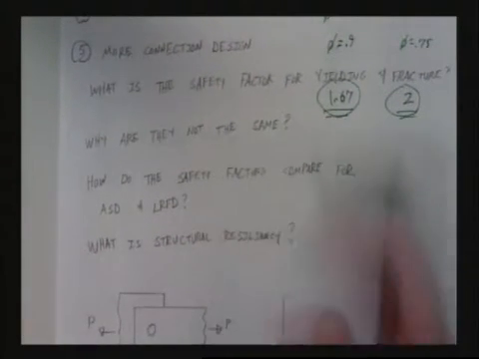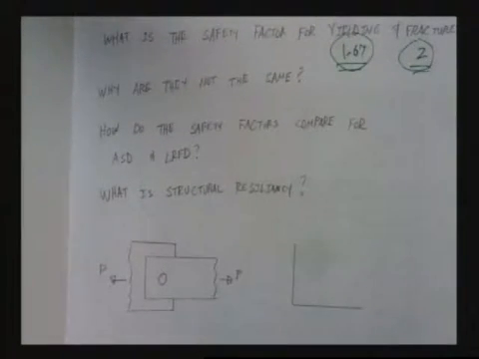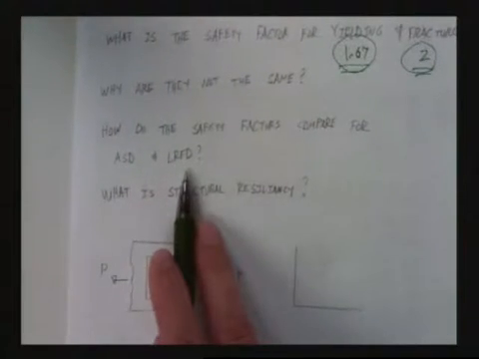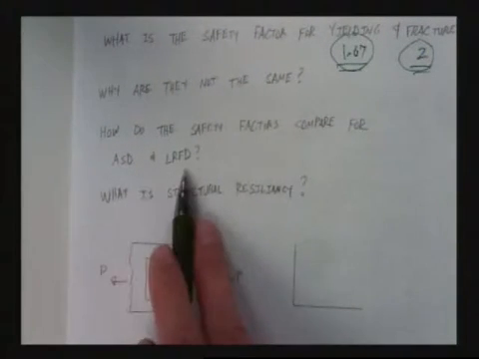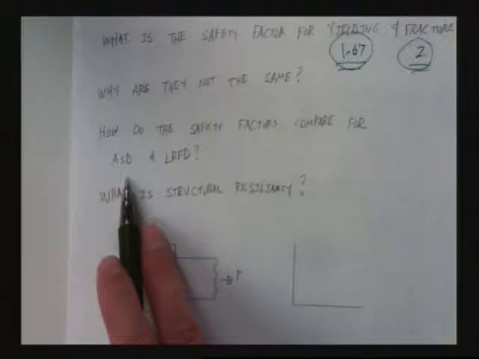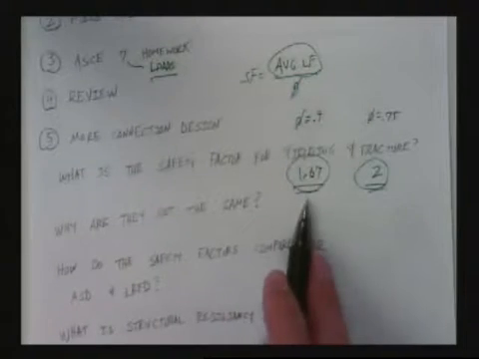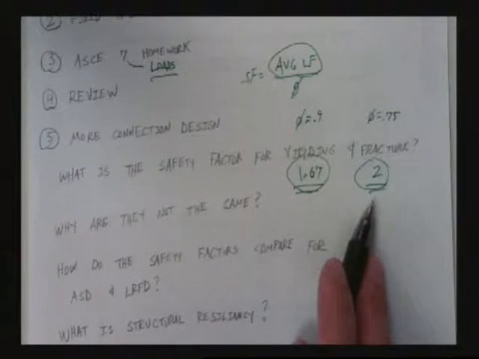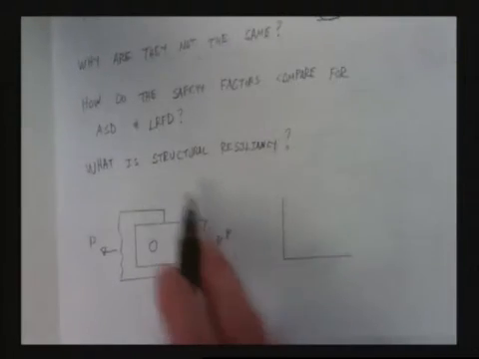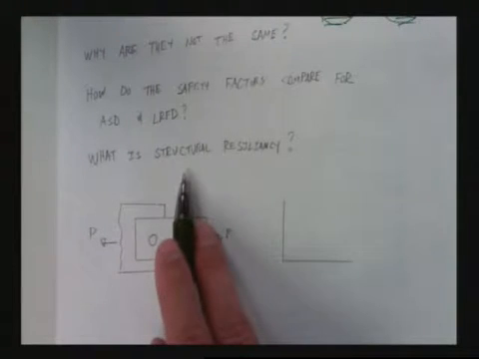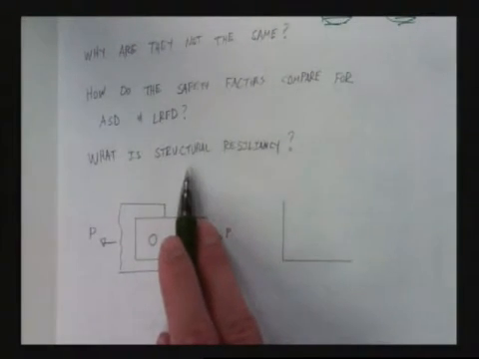So I say, why are they not the same? I think we answered that. How do the safety factors compare for ASD and LRFD? We kind of answered that. In LRFD, the safety factors float, right? Depending on the live load to dead load ratio. For ASD, what are they? 1.67 and 2, right? Yes? Okay, so I asked this open-ended question. What is structural resiliency? We talked about that last time in class. What is structural resiliency?